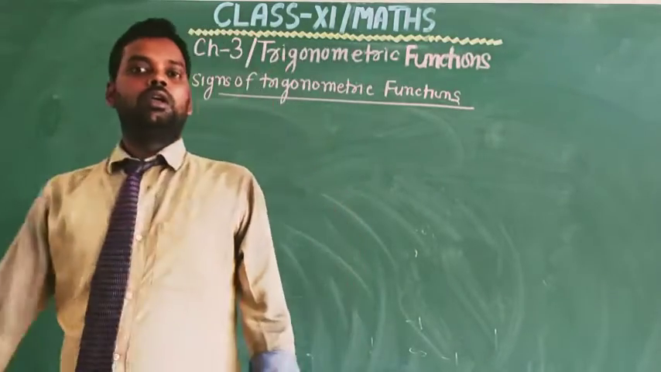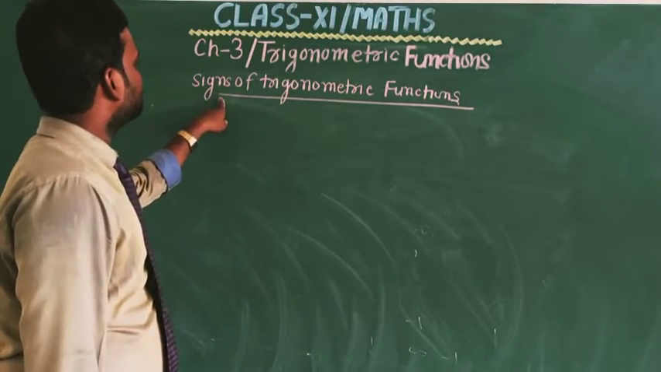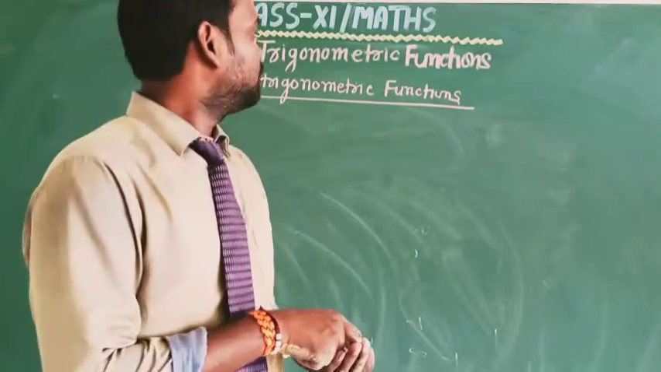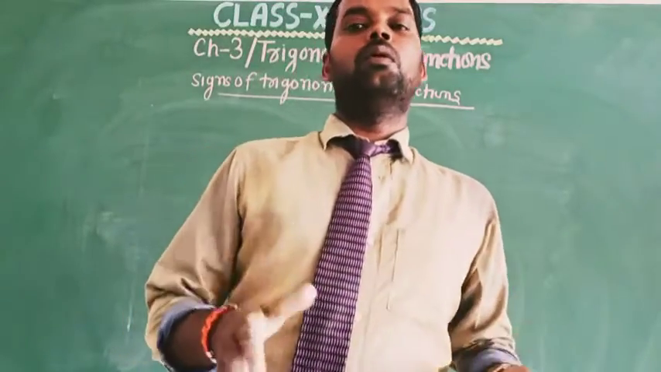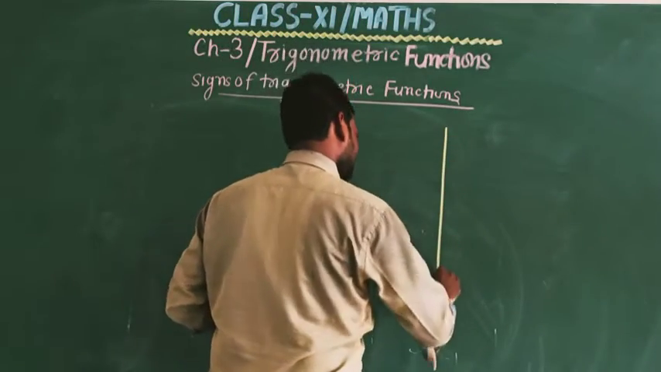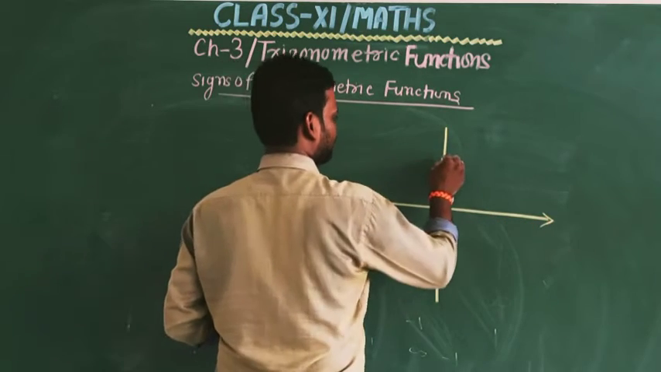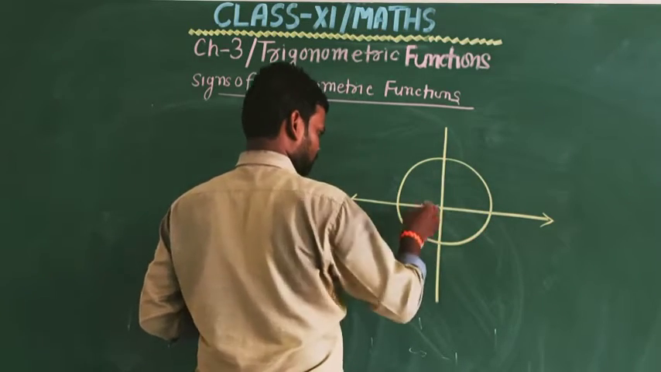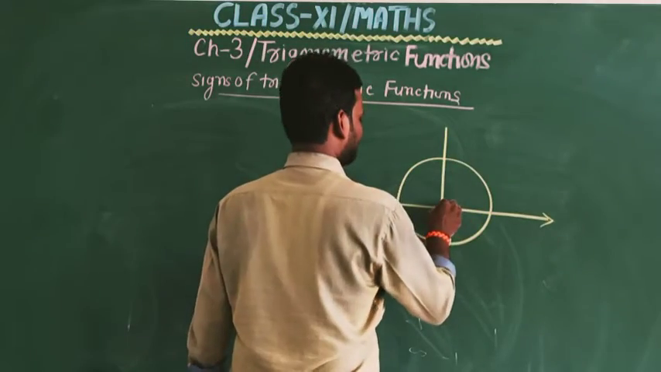Now I am going to discuss the next topic, sign of trigonometric functions. Okay, so how the various trigonometric functions behave in the four quadrants, we will discuss. So first let us consider a unit circle whose center is the origin of the coordinate axis.